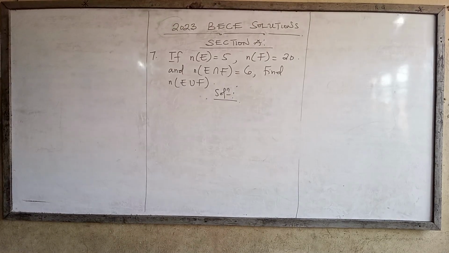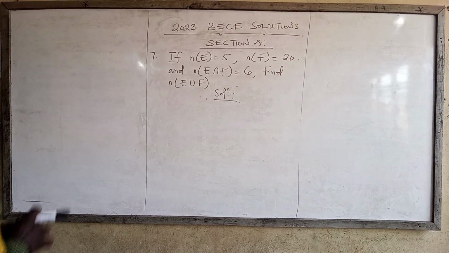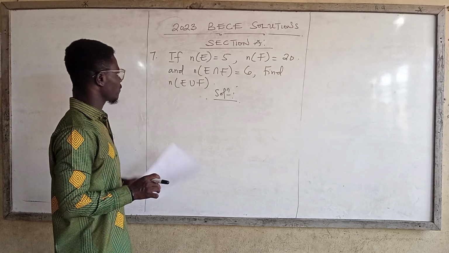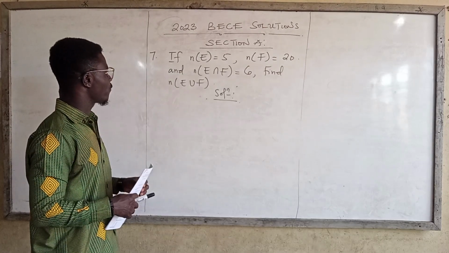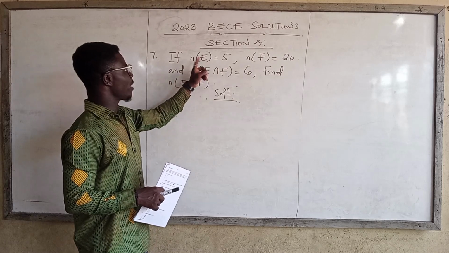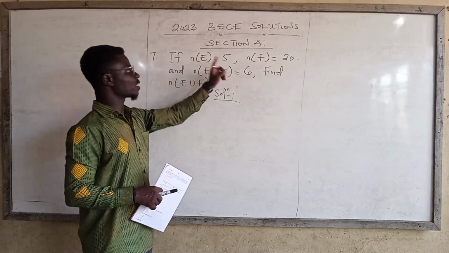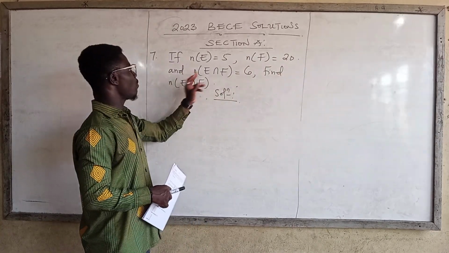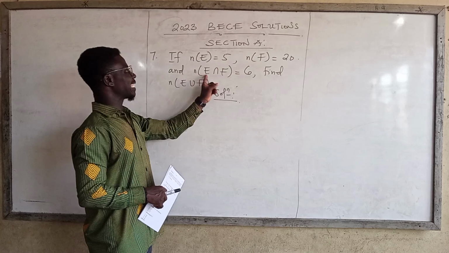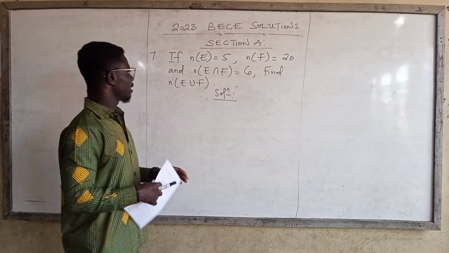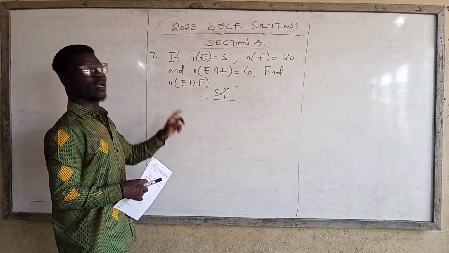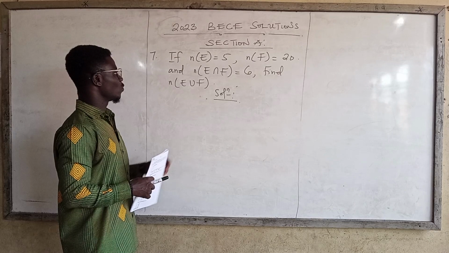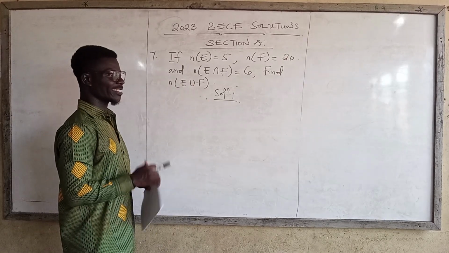All right, question 7. If n of E equals 5, n of F equals 20, and n of E intersection F equals 6, find n of E union F. Which means the number of members inside set E is 5, the number of members inside set F is 20, and the number of members inside both set E and set F is 6. Now we should find the number of members in E or F, right? So all together, what can you get for that?